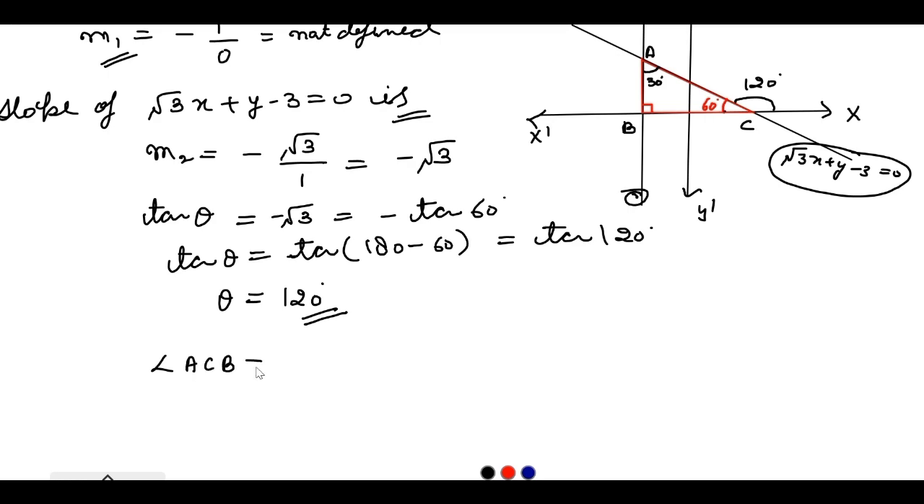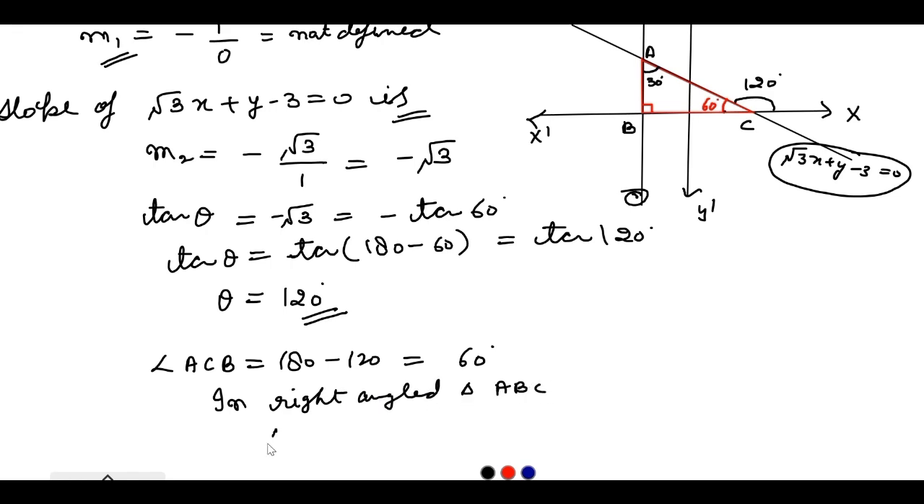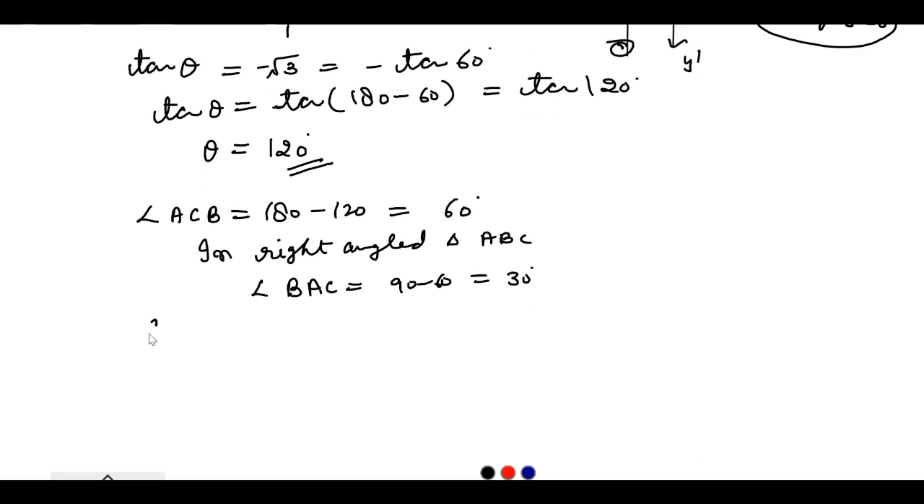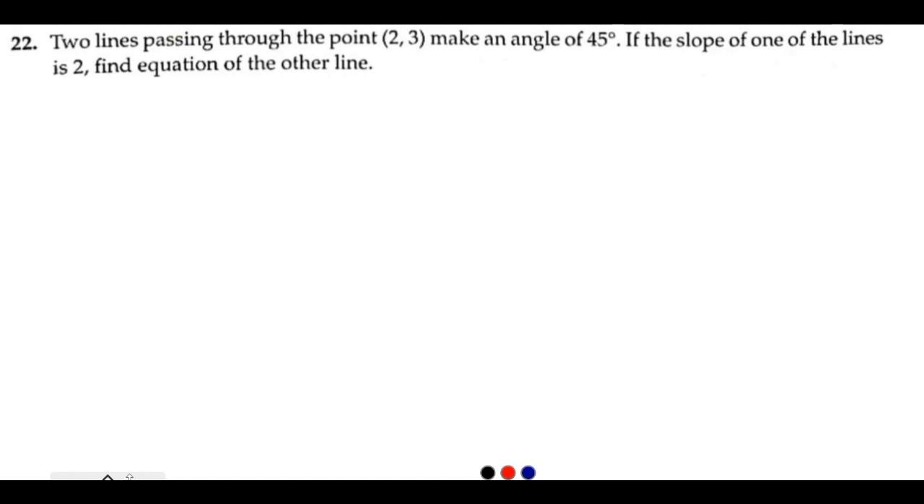Angle ACB is equal to 180 minus 120, means 60 degree. Then in a right angled triangle ABC, angle BAC is 90 minus 60, means 30 degree. It means the angle between the lines is 30 degree.